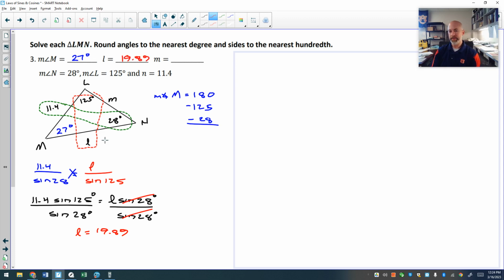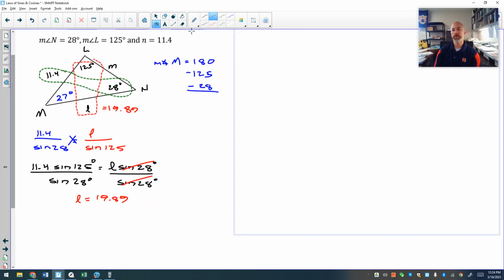Good. And then to solve for M, we'll set up another law of sines. This time I'll use the 27 degrees that we found earlier. So I'll say M over sine of 27 is equal to, and I'll go back to the given information. Don't use the rounded value for L. I want to use the information that was actually provided, 11.4 over the sine of 28. And we'll punch that in.